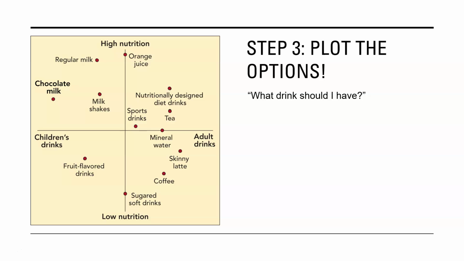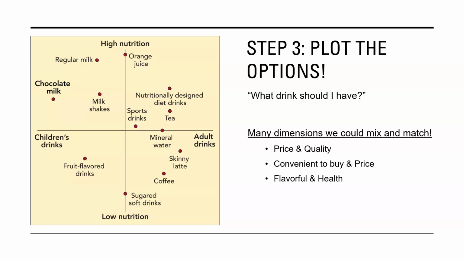So the power of the perceptual map is we can use any two dimensions that are useful for an analysis. So in this case, they use these two, but you could pick a whole bunch. Price and quality, convenient to buy and price, flavor and health, all sorts.